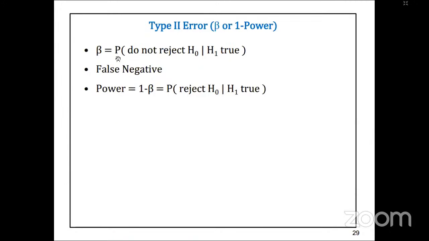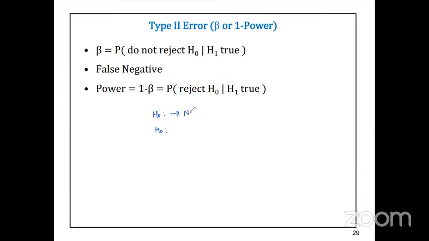And type 2 error, look at this. If you are going to appear for the exam, then these two definitions must be known to you. What is type 1 error and what is type 2 error? So type 2 error is beta. Beta is the probability of not rejecting H0 given that H1 is true. I think H0 and H1 might be clear to all of the participants. What is H0 and H1?